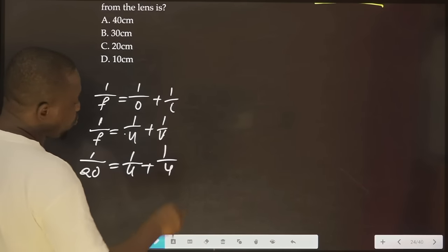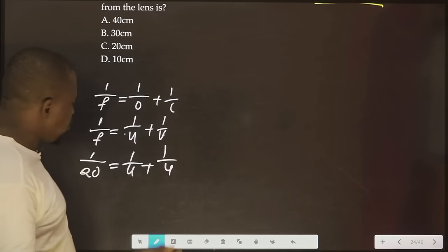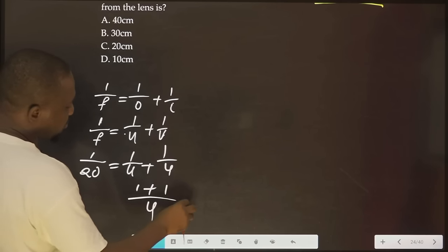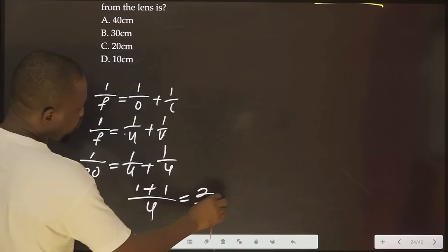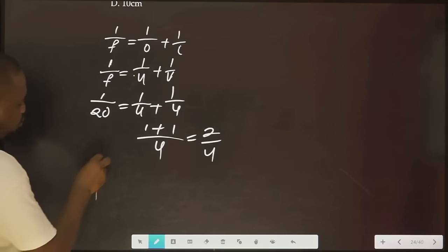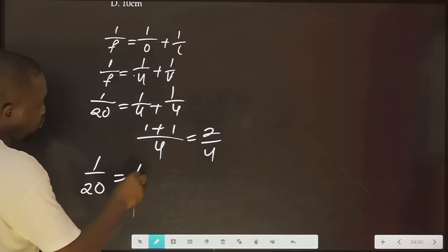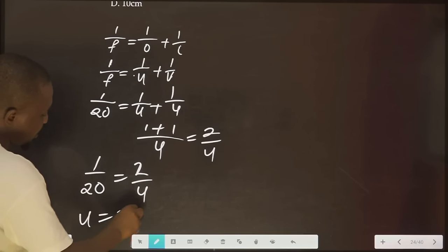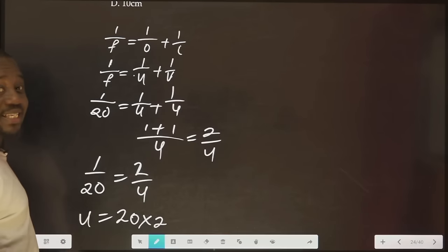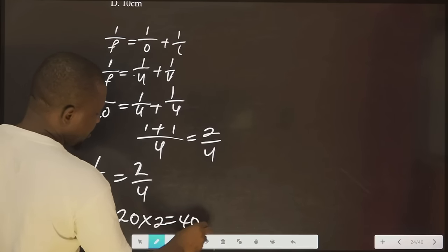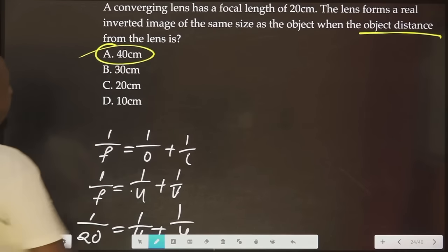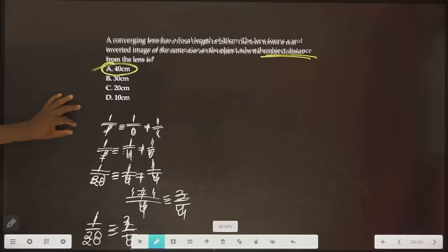Because we are looking for U, we have to let V go. This one is just 1/U plus 1/V equals 2/U. You agree with me now that 1/20 equals 2/U. U therefore is 20 times 2. If you multiply this, you agree with me, you're going to have 40. That is 40 centimeter. So 40 centimeter is A, okay? A is the answer.